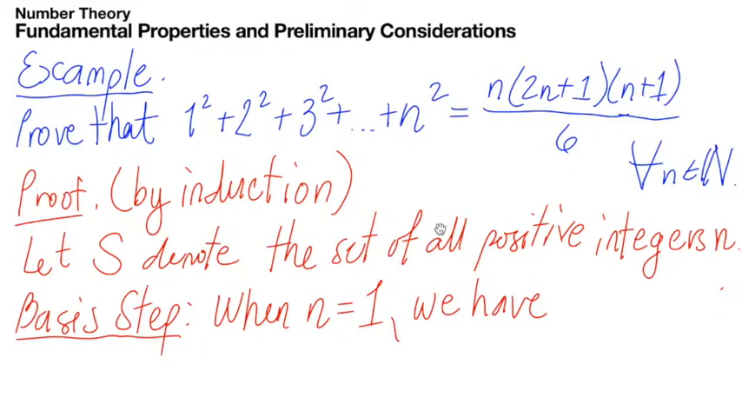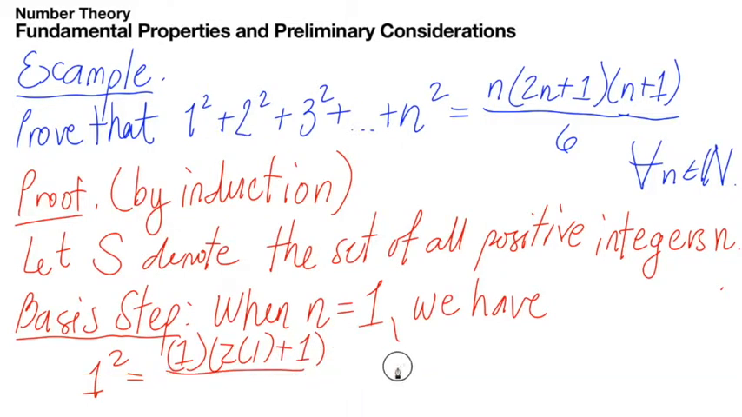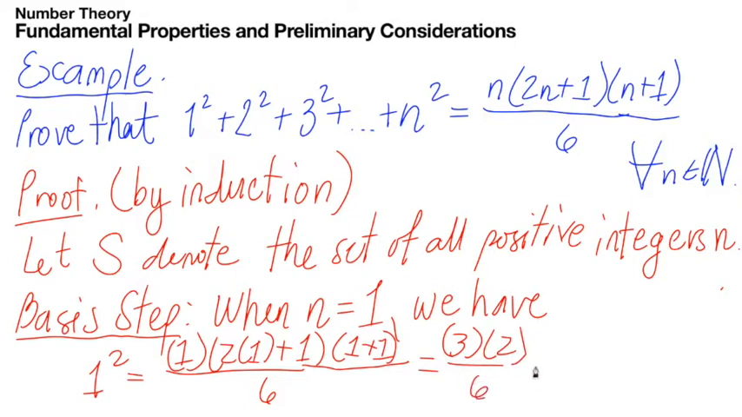so put 1 in this n squared, so what we'll have is 1 squared equals, substitute 1 in all these n's, 1 times 2 times 1 plus 1, times 1 plus 1, all over 6. So this is equal to 1: 2 plus 1 is 3, 1 plus 1 is 2, all over 6, so this is equal to 6 over 6, so we have 1, and 1 squared is also equal to 1. So therefore, the basis step is correct because 1 equals 1, which means that 1 is in S.